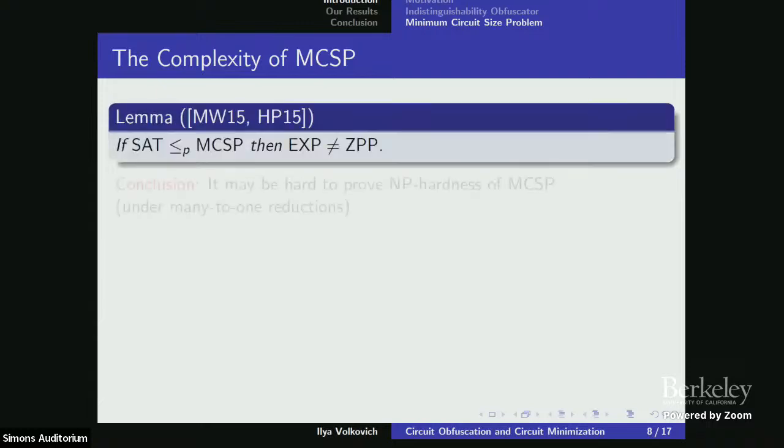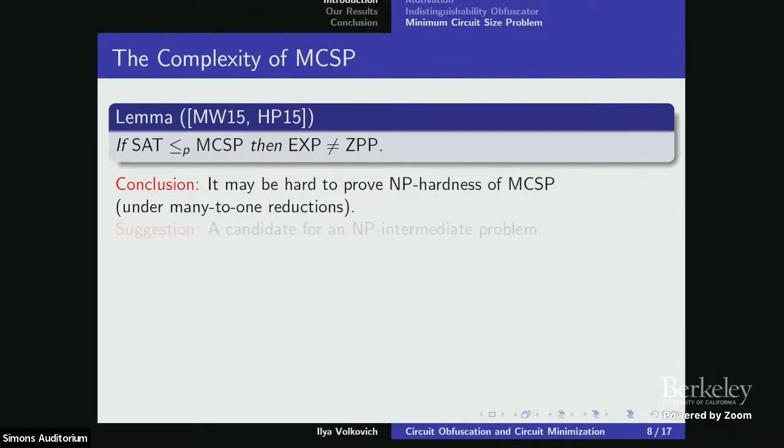This is a place where you have to say thank you to Ryan and other people who showed that if MCSP is NP-complete in the standard sense, what we get is EXP not equal to ZPP. To understand this properly, while most of us do believe that EXP is not equal to ZPP, our current techniques are far away from establishing that. So the conclusion is that even if we believe that MCSP is NP-hard, it will take some non-trivial techniques and a non-trivial breakthrough to actually show something like that.